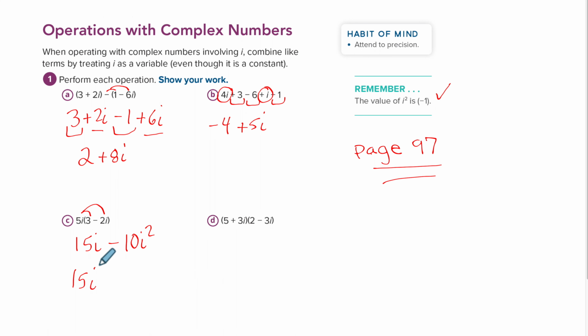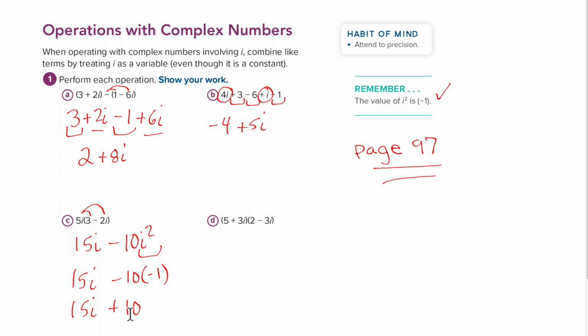So this becomes 15i minus 10 times negative 1. But now we have a minus 10 times negative 1. That is just 15i plus 10. That works out to a positive 10, right?